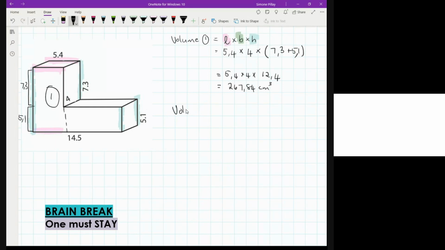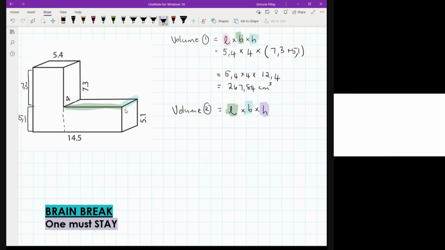Let's now go and calculate the volume of prism number 2. It's still going to be length times breadth times height. And how did I divide it? I divided it by this. So let us say my length is green. Let's say my length is going to be this line. Let's say my breadth is going to be this blue line. And then let's use purple.